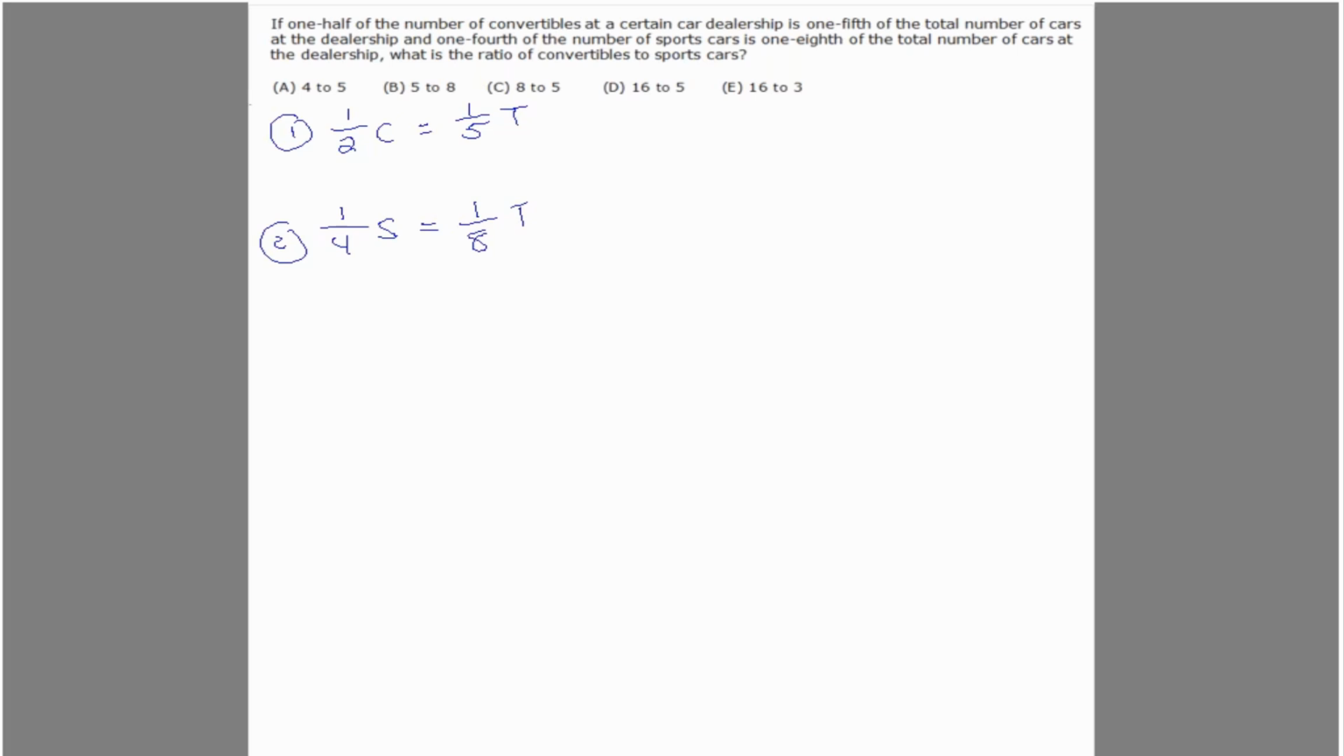Now, the next thing we'll notice is it says what is the ratio of convertibles to sports cars. So we would say C over S equals what? From there, we want to try to get everything in terms of the same variable, meaning we want to get C in terms of T and S in terms of T. The reason we want to do that is because if we sub those into the ratio, our T variables will just drop.